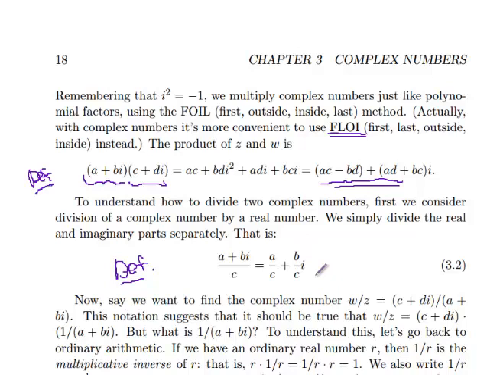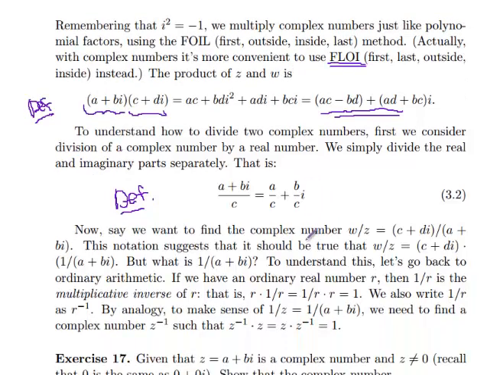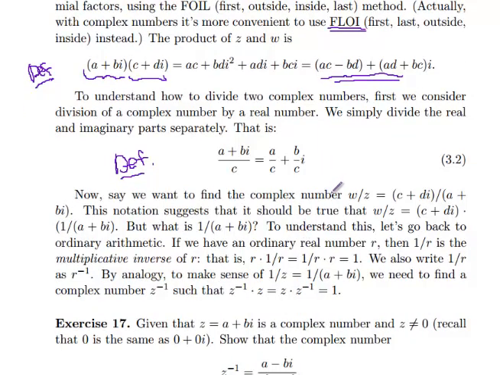But suppose we want to find the quotient of two complex numbers. We have this suggestive notation when we write a quotient as c plus di over a plus bi, which we could also write as c plus di times 1 over a plus bi. Sorry about the parenthesis here, that's an extra. So what is 1 over a plus bi?